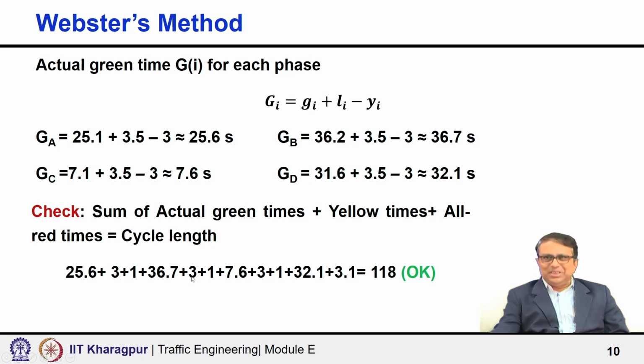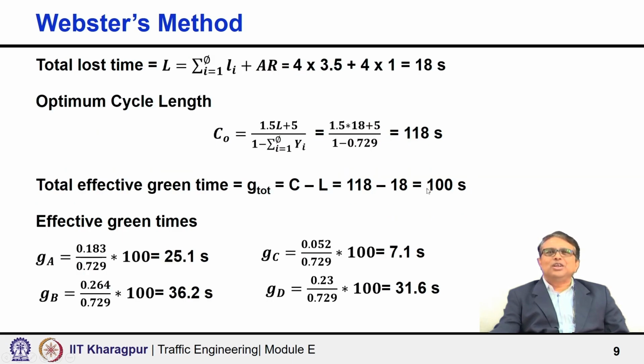We can also do a check whether we have really distributed it correctly. We can do that check, because if you add up GA plus GB plus GC plus GD, it becomes 118, which is exactly equal to whatever you got as the total effective green time.